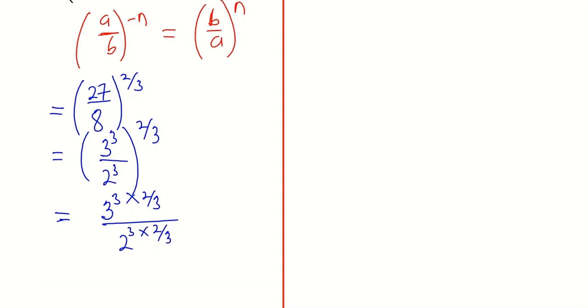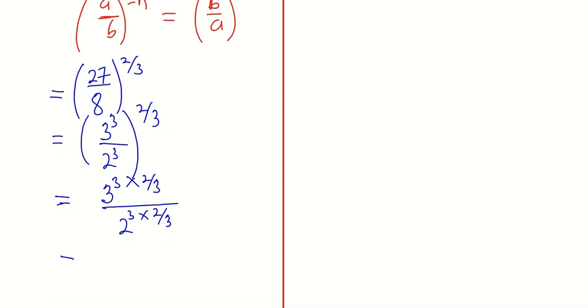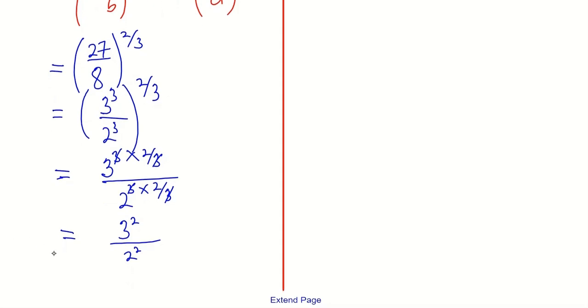And at this point, we can see that this 3 will cancel that 3, and we have 3 exponent 2 divided by, we can see this 3 will also cancel this 3, and we have 2 exponent 2. And we continue, and at this point we can write our answer as 3 exponent 2 can be written as 9, and 2 exponent 2 can be written as 4. So thus we have 9 out of 4 as the final answer.